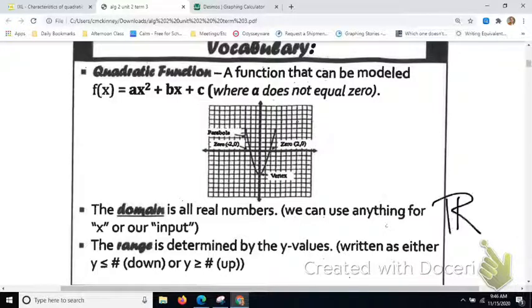And this fancy looking R with a double bar at the front, that's all real numbers. That's like a special symbol that means all real numbers. The range is what can we use for y? What does the graph use for y? Well, in this case, this graph has a minimum, that means the y's are all greater than or equal to, what's the lowest point it gets to? 1, 2, 3, 4, 5, -5 maybe?